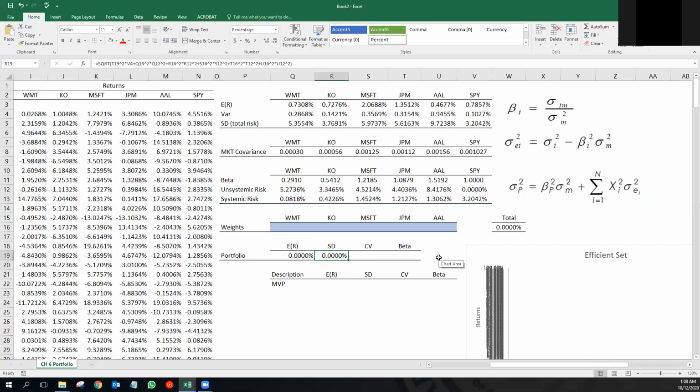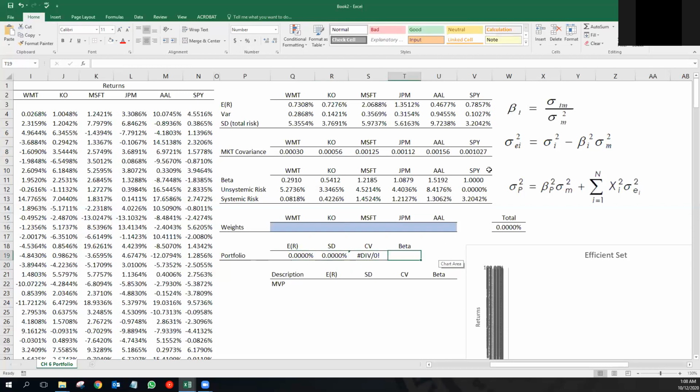Okay. Now, coefficient of variation, that's a number we like to have around. And that's as simple as standard deviation divided by the returns. Now we're going to get an error message because we have a zero, but that will populate soon enough.